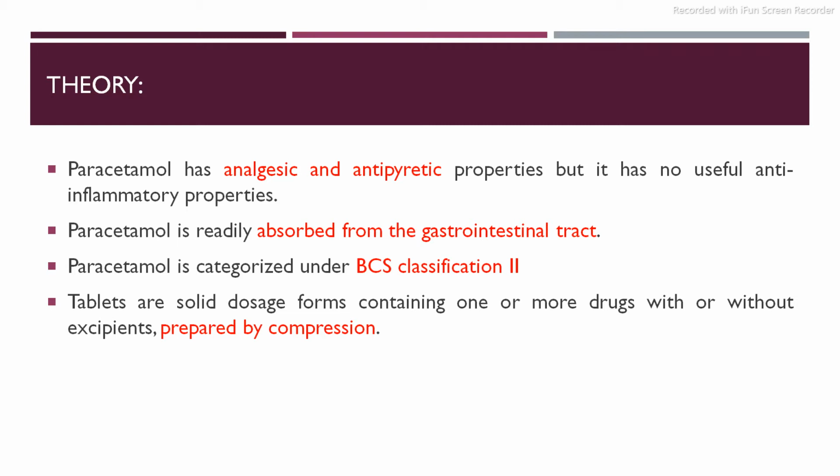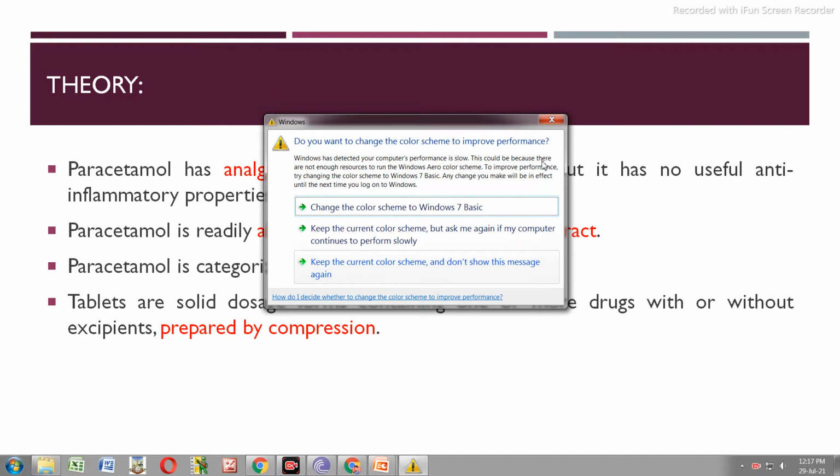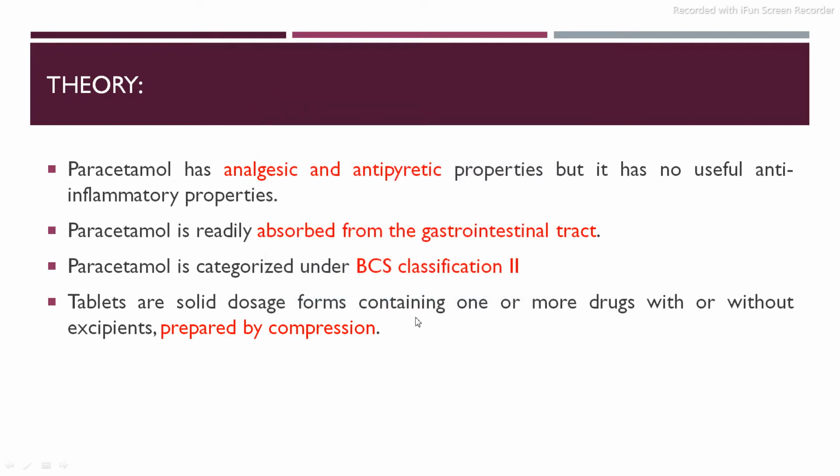The tablets are the solid dosage form containing one or more drugs with or without excipients. So it is available with one or more drugs. It may be available as plain paracetamol tablet, or this plain paracetamol may also be available along with other drugs like chlorpheniramine or phenylephrine. If you are going to purchase the Sinarest tablet, Sinarest is the tablet which contains paracetamol along with chlorpheniramine and phenylephrine.